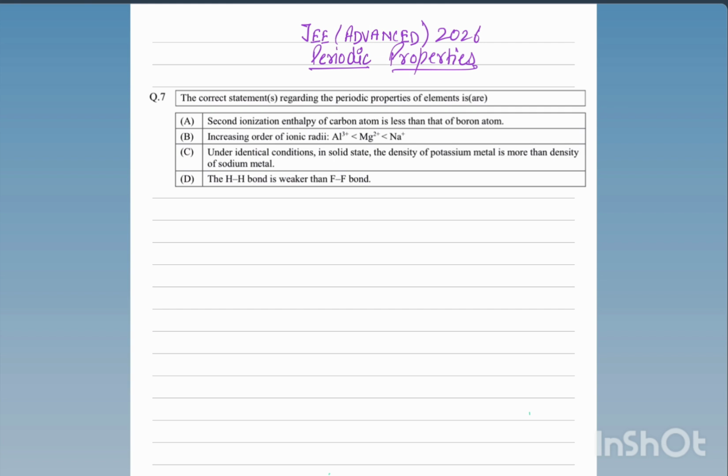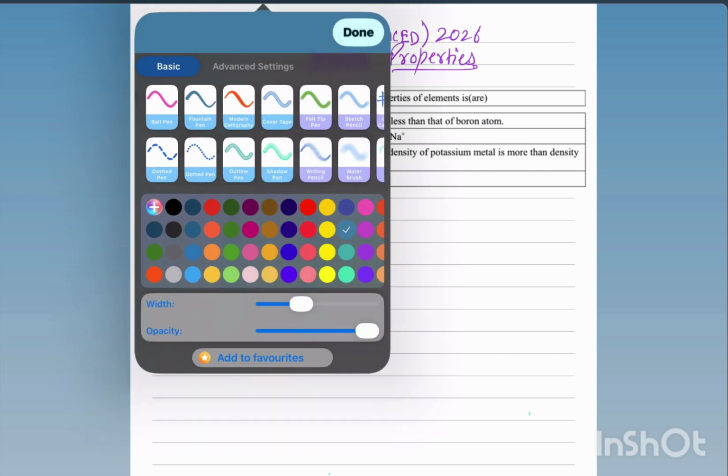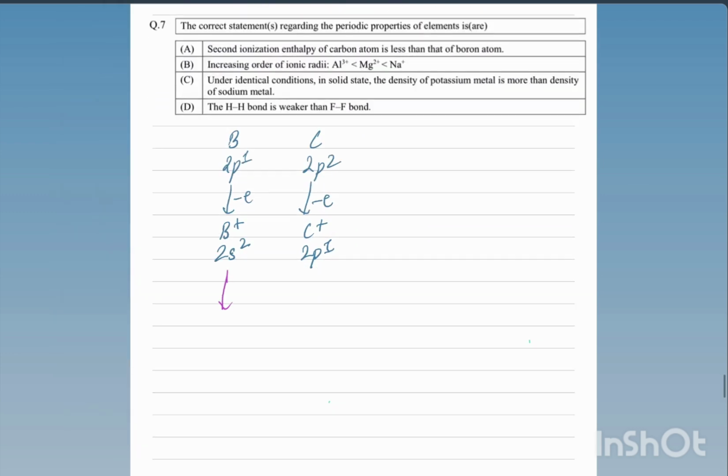If you see, boron has the configuration 2p1 and carbon has the configuration 2p2. If I remove one electron, it will become B+ and C+, with configurations 2s2 2p1 for carbon. When we talk about the second ionization enthalpy, the second electron has to be removed from the 2s2 configuration in boron, and 2s has more penetration. That's why removing an electron from 2s is more difficult compared to 2p. So the second ionization enthalpy of boron should be more than that of carbon.